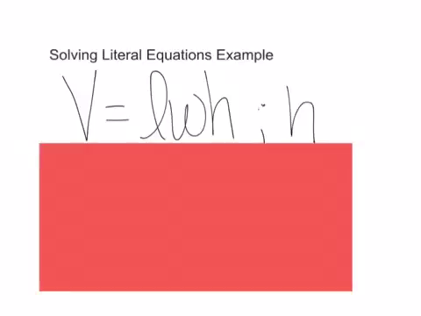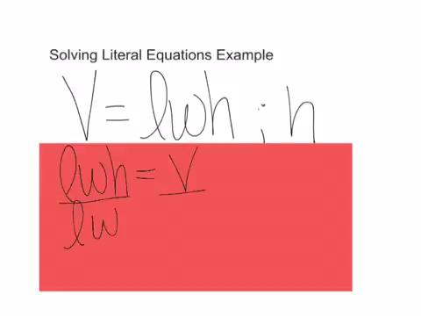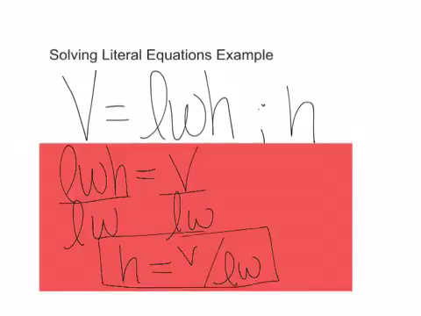In order to do that, the length times the width times the height equals the volume. So I'm going to divide both sides by the length times the width. Now I have height equals the volume divided by the length times the width. And so now that formula is a function of h. So if I knew the volume and the length and the width, I could easily find the height.